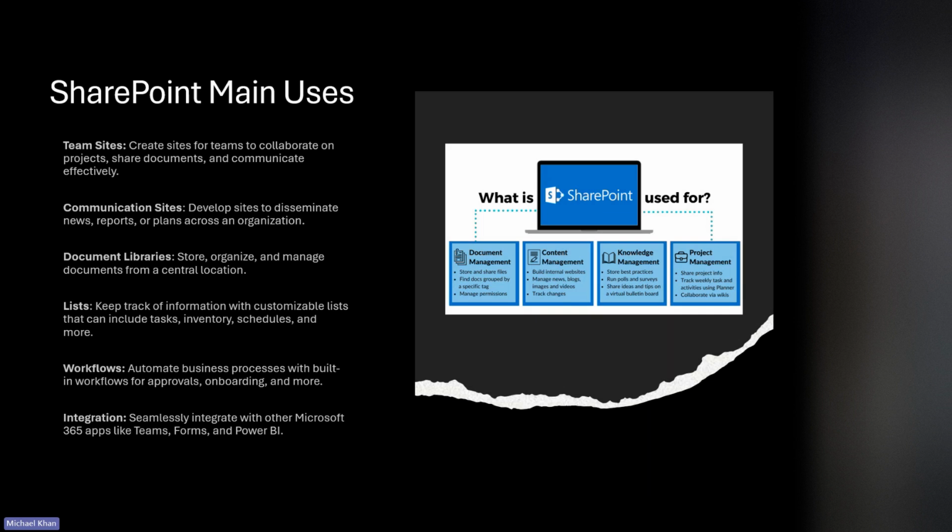So when you come into SharePoint, right out of the box, you will need to create one of a team site or a communication site, depending on your needs. What you require from SharePoint will decide which one you go for. As it explains there, a team site is your normal go-to site. This allows you to collaborate on projects, share documents, and communicate effectively. That's one that most people will be familiar with using daily at the moment.